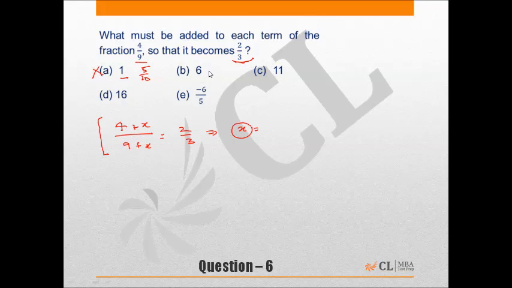Second, choice B, if you add 6 to the numerator and denominator, it will become 10 by 15. It will become 2 by 3. Hence, 6 is the correct answer, choice B.